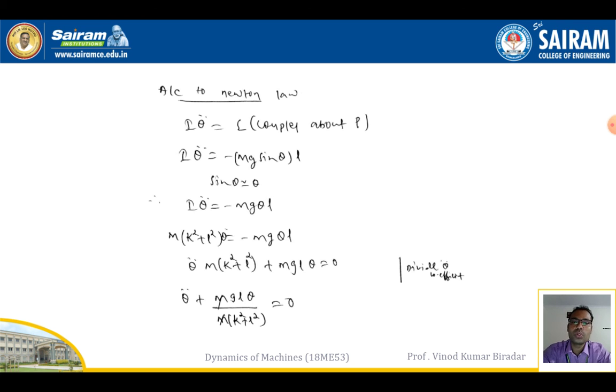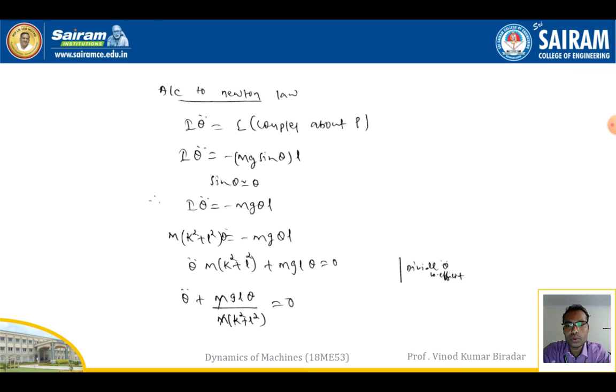Okay, according to Newton's second law, we are going to solve this by the Newton method, the equilibrium method, rather than the energy method. So I theta double dot is equal to the sum of couples about point P. I theta double dot is equal to minus mg sin theta into l. Since theta is very small, sin theta is approximately theta, so I theta double dot is equal to minus mg theta l. Substituting I is equal to m(k square plus l square), we get m(k square plus l square) theta double dot is equal to minus mg theta into l.